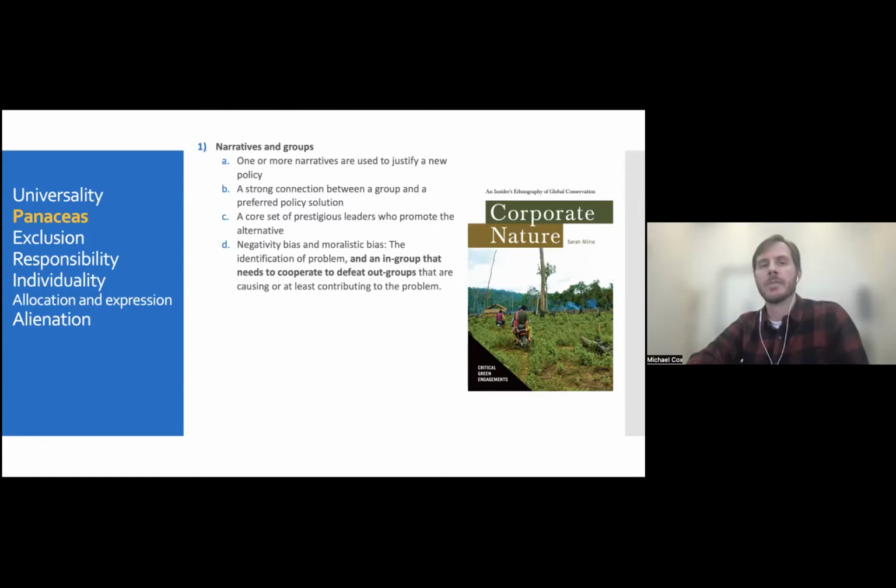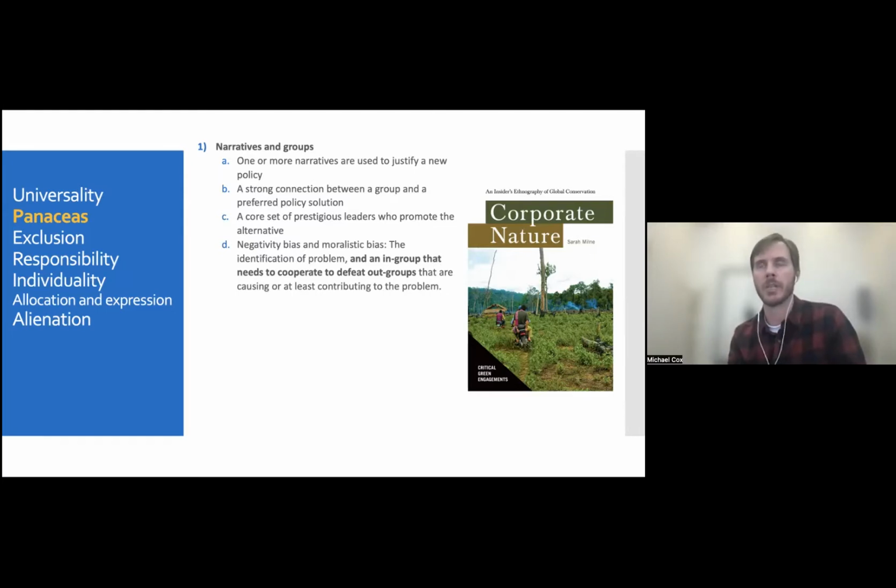These narratives promote... It's a narrative that essentially talks about a particular problem and how a policy solution can resolve that problem. So Sarah Milne, in her book, talks about how there are several different narratives used to promote the PES scheme. If we pay people, that can be a way to resolve a conflict between conservation and development.